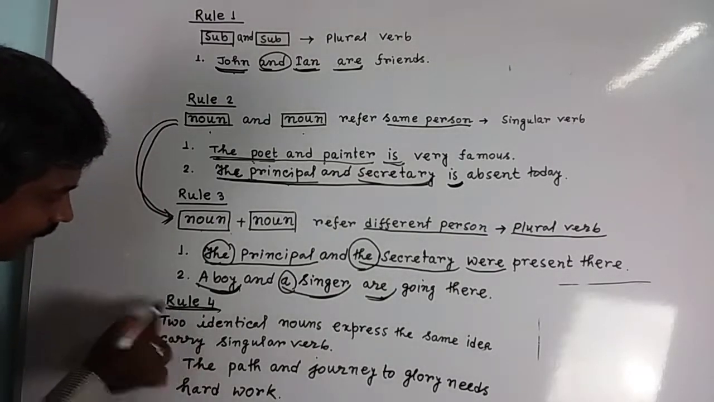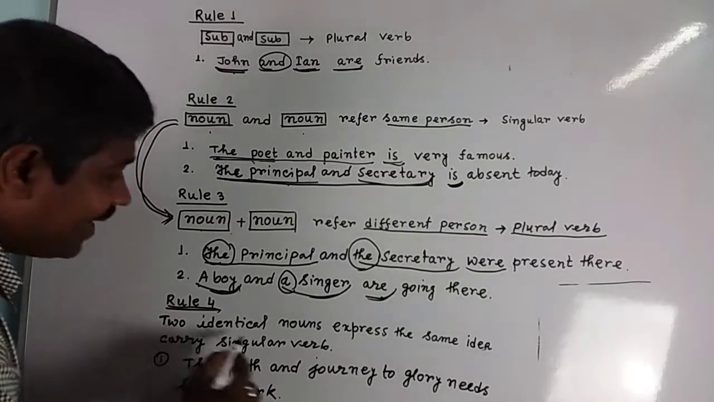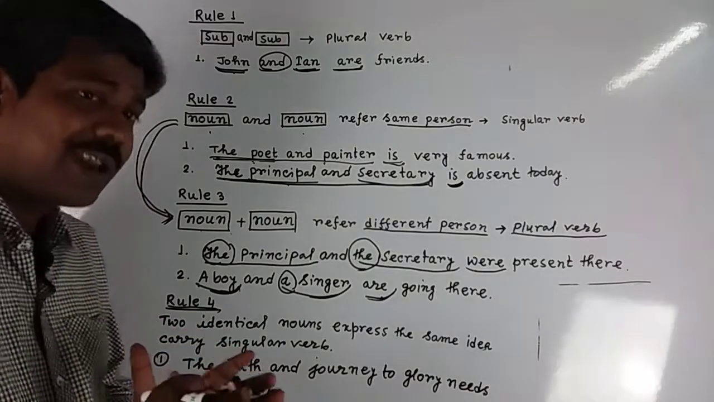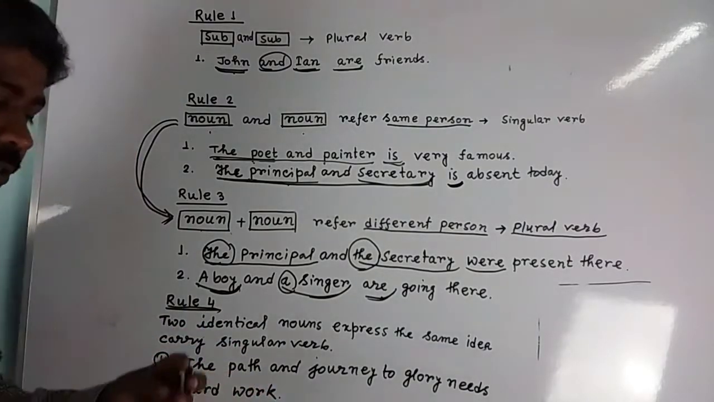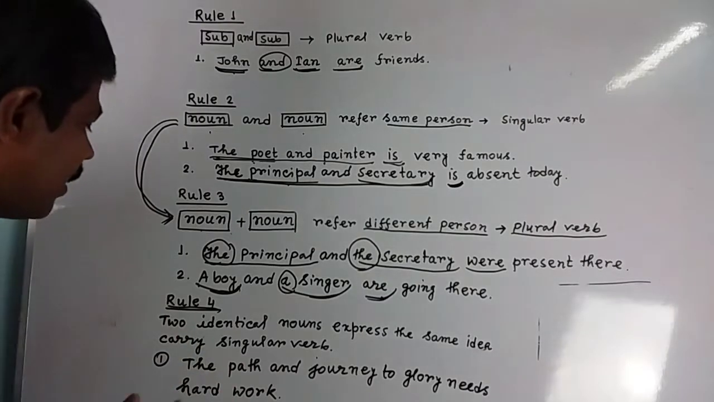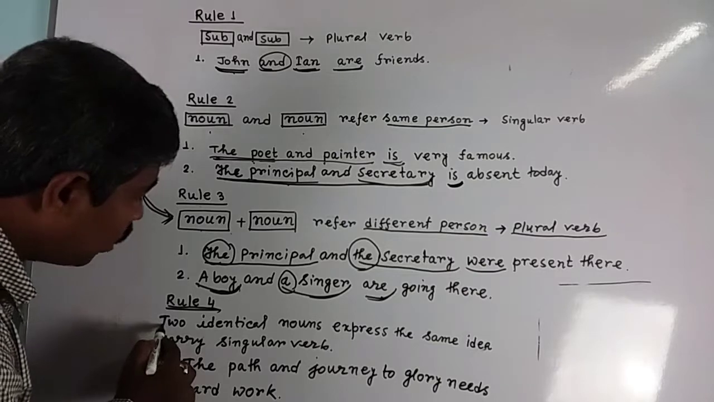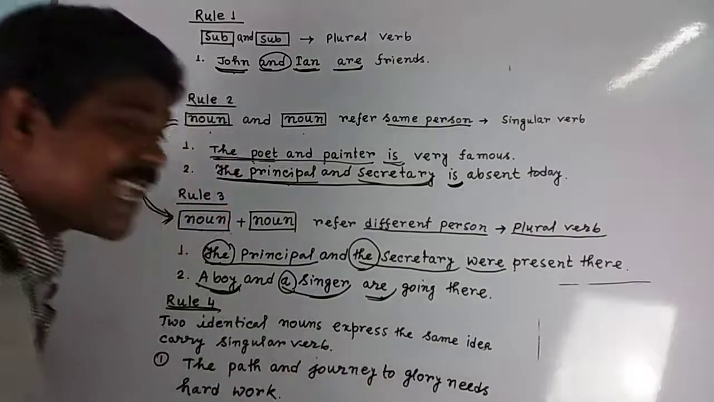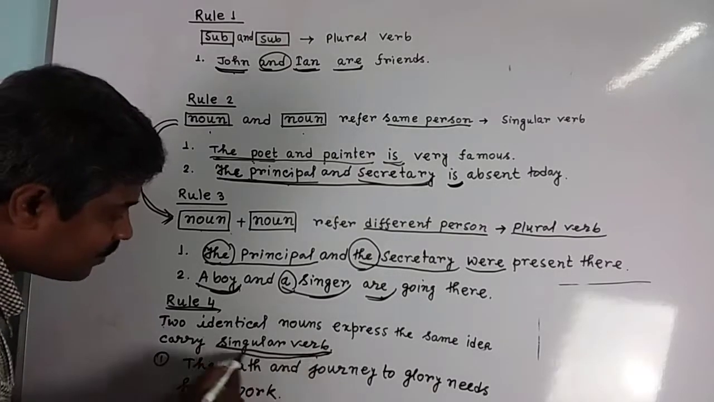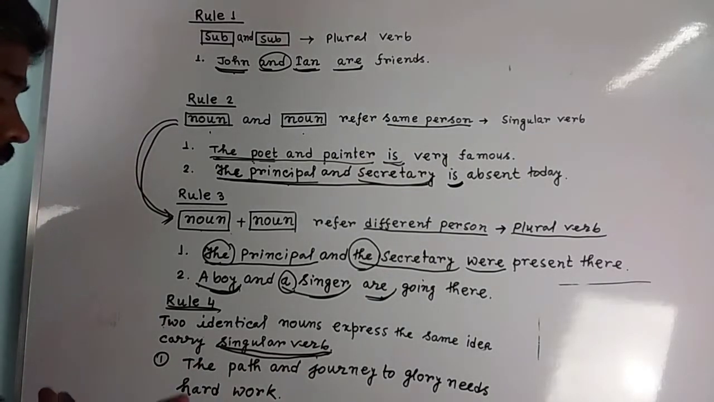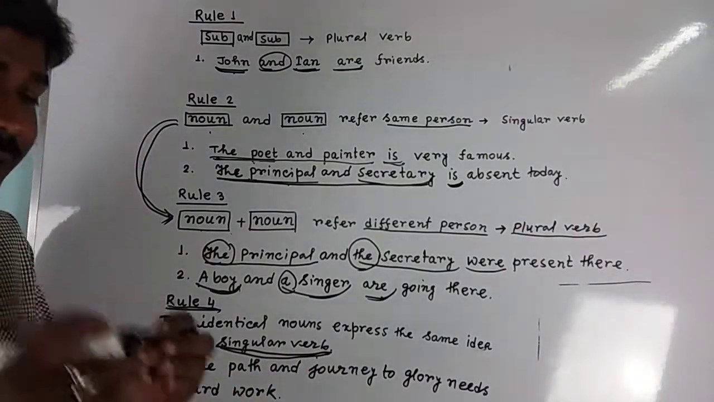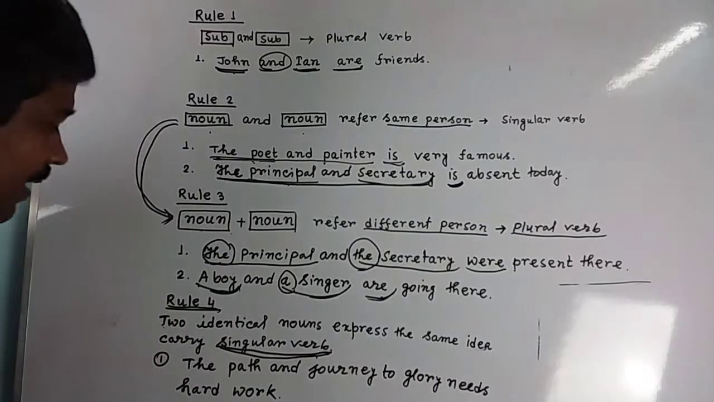Here rule number 4, another rule, very important rule. Two identical nouns express the same idea. If the nouns are identical, it means they resemble and look the same. If two identical nouns express the same idea, at that time the verb must be singular one. The verb must be singular. Maybe these are two nouns, but they are expressing the same idea. Just look at the example.